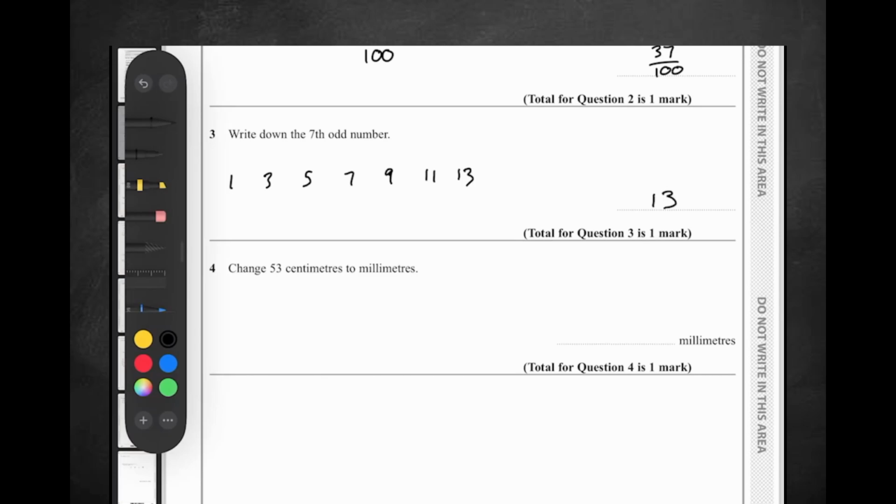And question 4, change 53 centimeters to millimeters. So 1 centimeter is 10 millimeters, so 53 centimeters will be 530 millimeters.